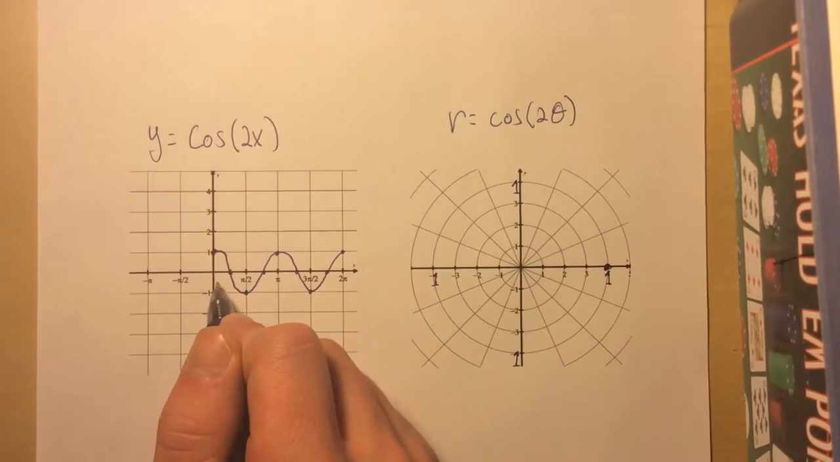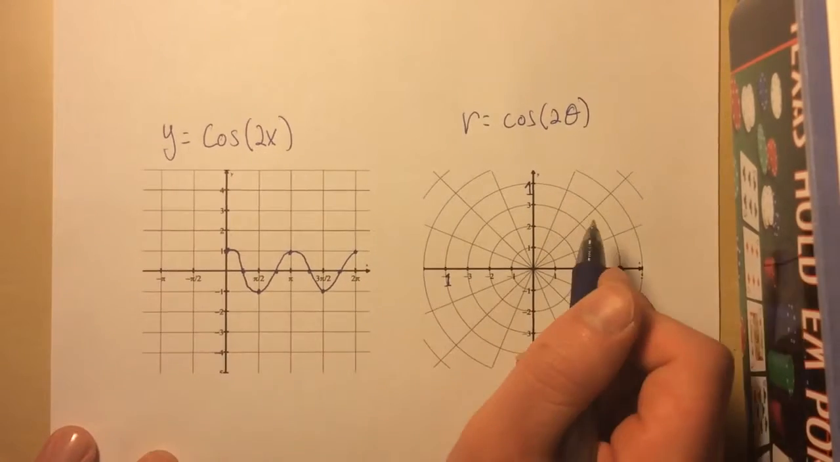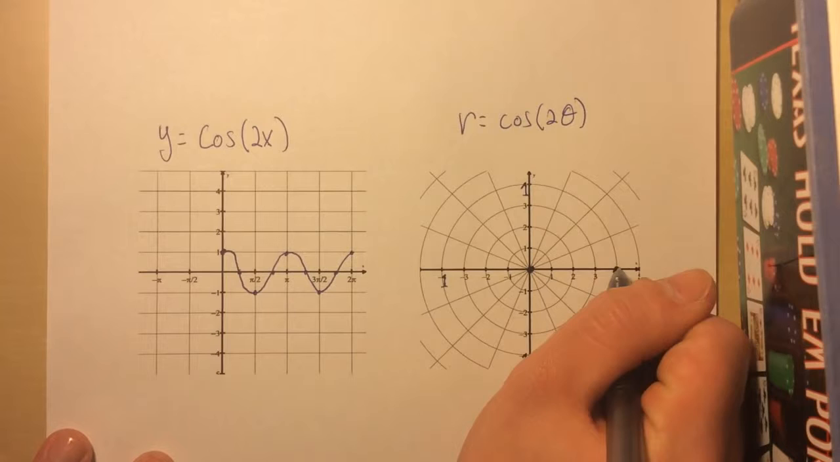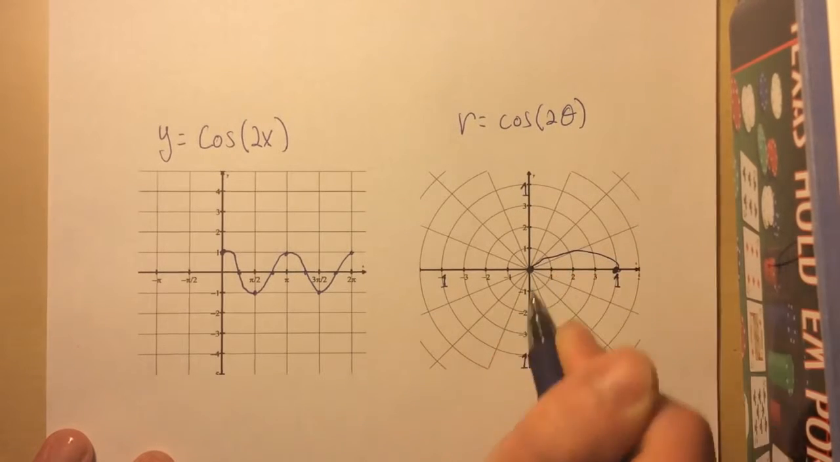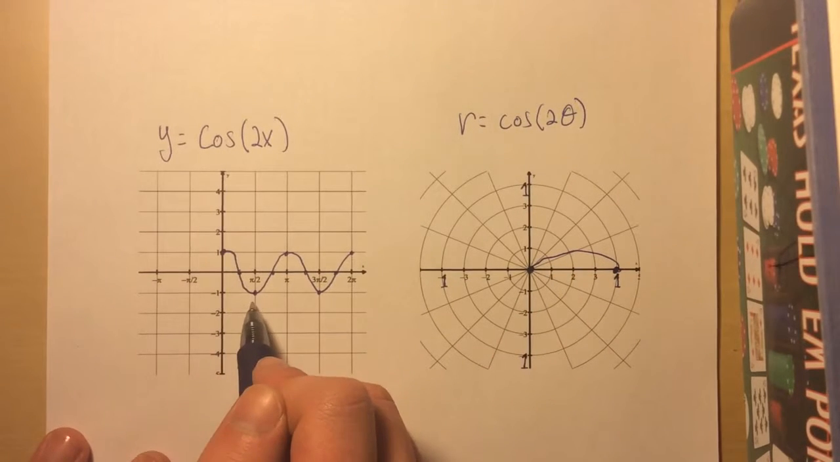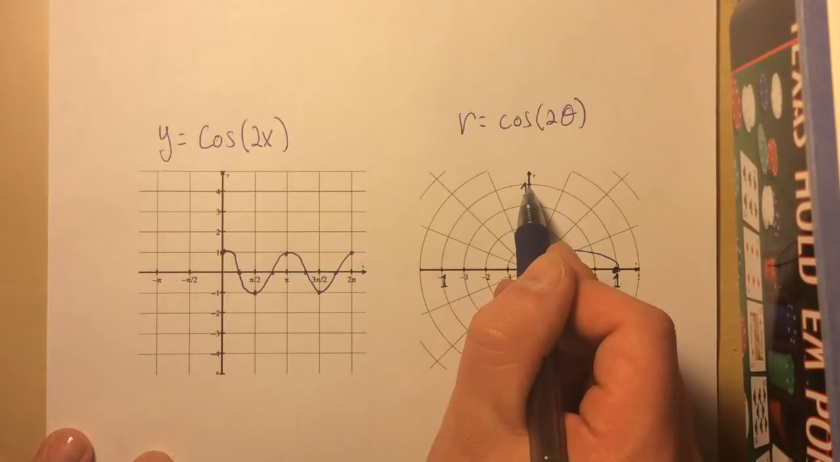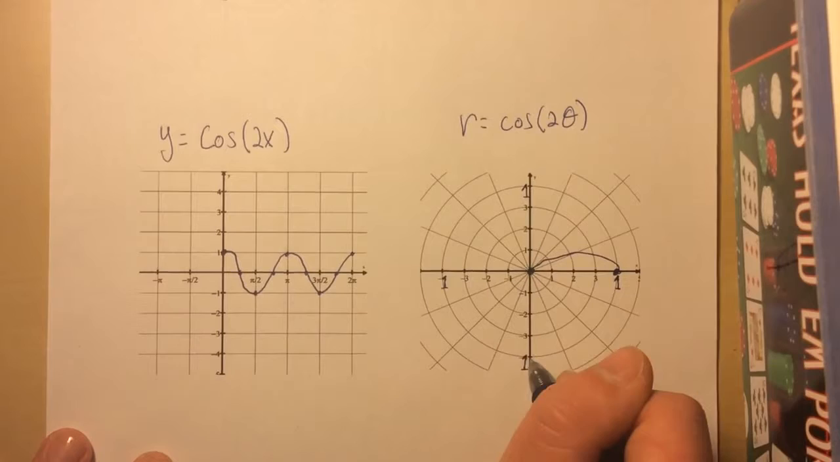From an angle of 0 to pi over 4, which is over here, it's going back to 0. And it's always positive and decreasing. It's going to look like that. From pi over 4 to pi over 2, it's decreasing to negative 1. Pi over 2 would be here. So pi over 2 comma negative 1 would be down here.